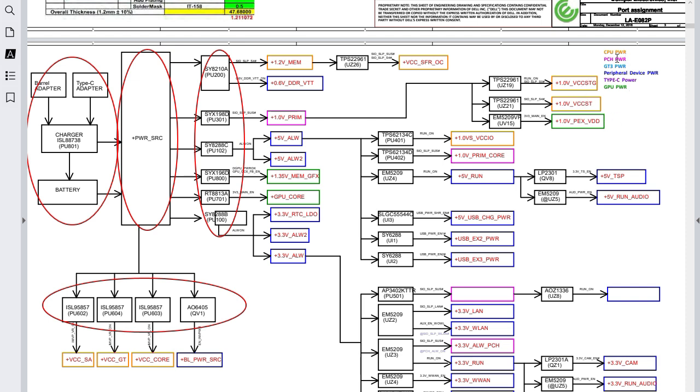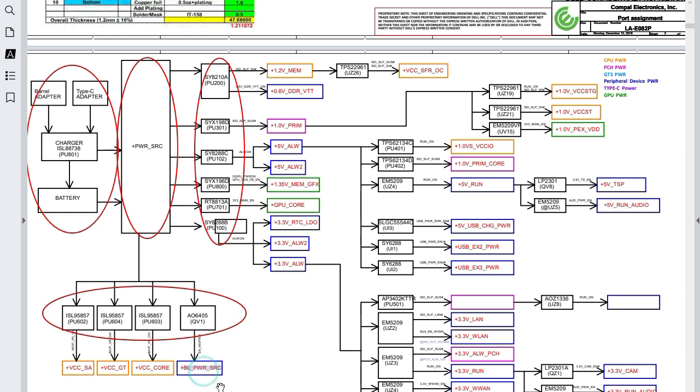This color, the pink color, we have PCH. PCH means the north bridge or the graphic card with the ICH, and this is the GT power, of course, for chipsets and graphics. And this color, the blue color, like this one, is basically for peripherals. So this one is for Bluetooth, because we have a peripheral device.